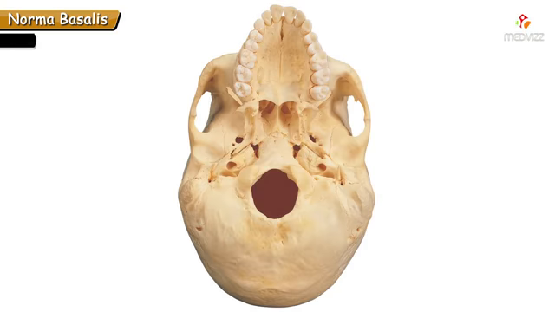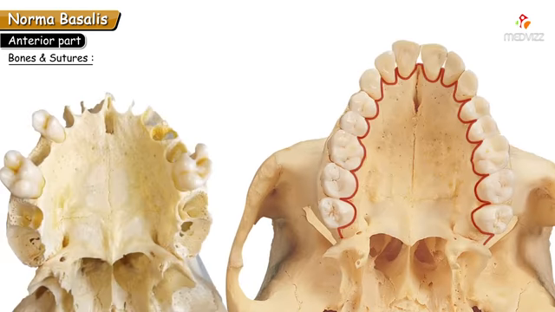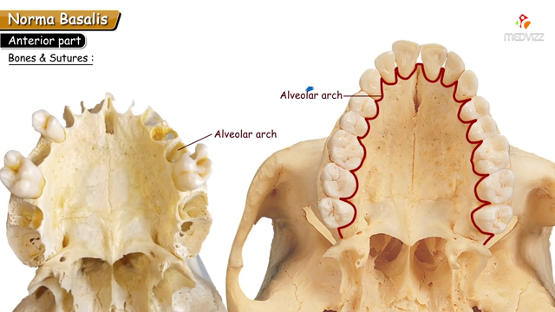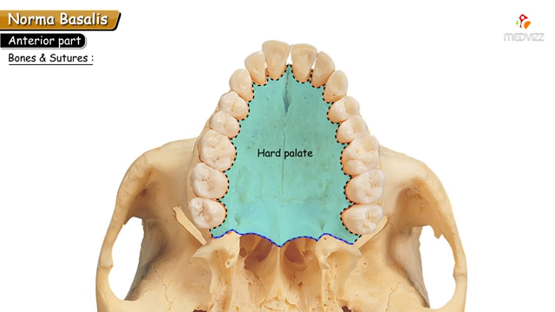Let's go ahead with the anterior part first. Anterior part of Norma basalis is formed by alveolar arch which possesses bony sockets for teeth of upper jaw. And in the middle, it is formed by the hard palate. Posterior border of the hard palate separates the anterior part from the middle part of Norma basalis.